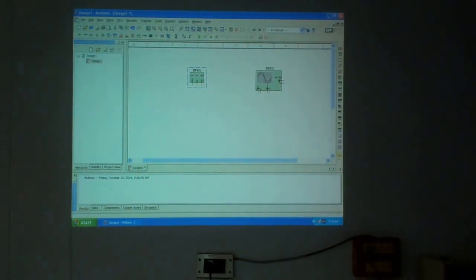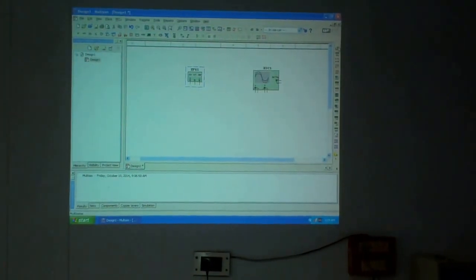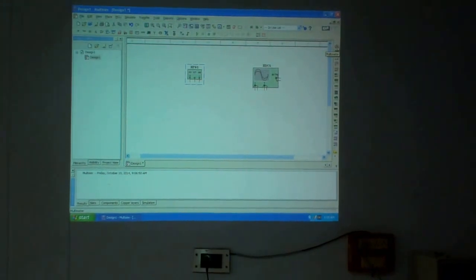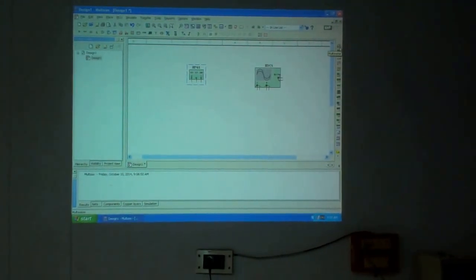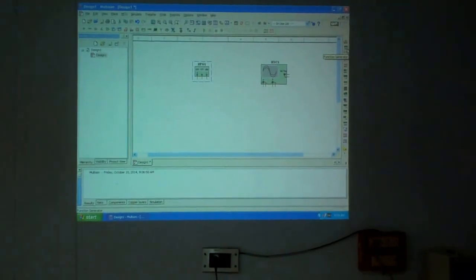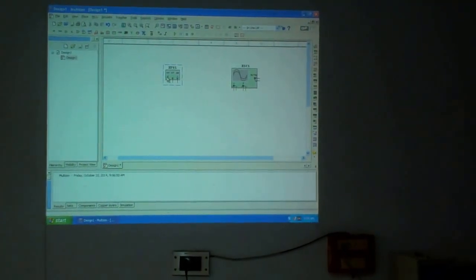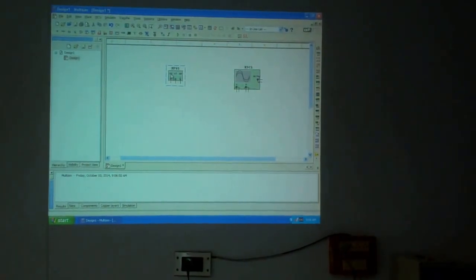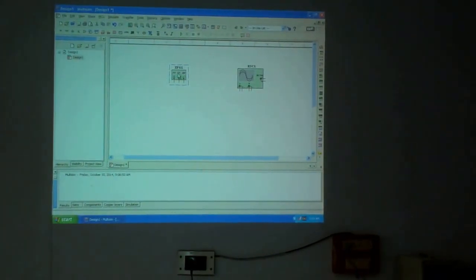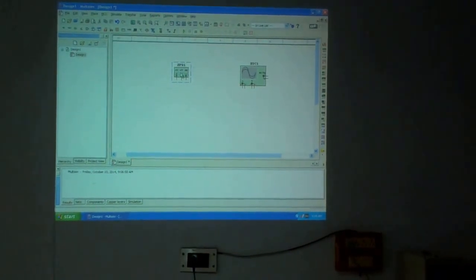You can see all the instruments here. If you just hold the cursor here, the name appears. This is a multimeter. This is a function generator, which is used to generate a sine wave, a triangular wave, and a square wave.